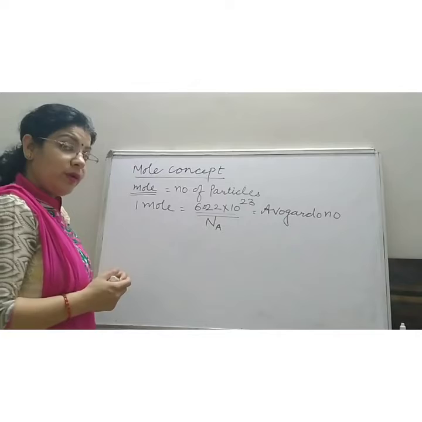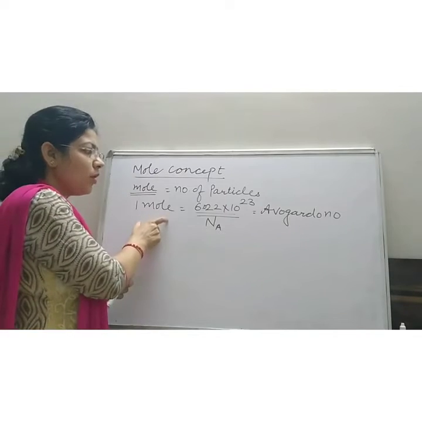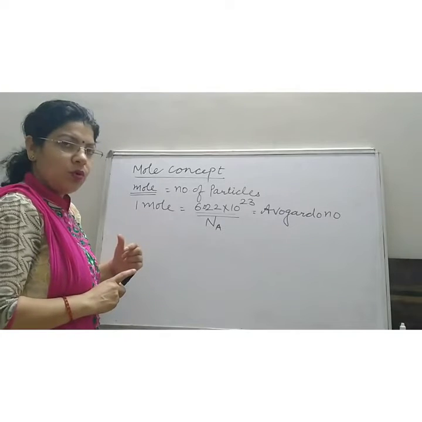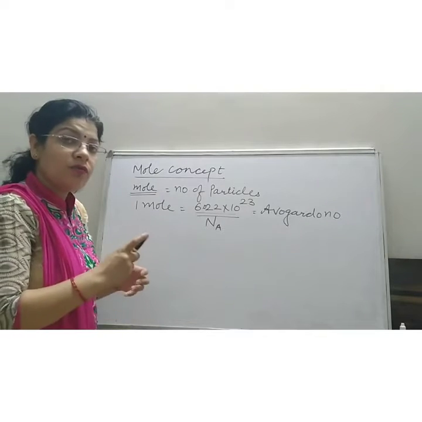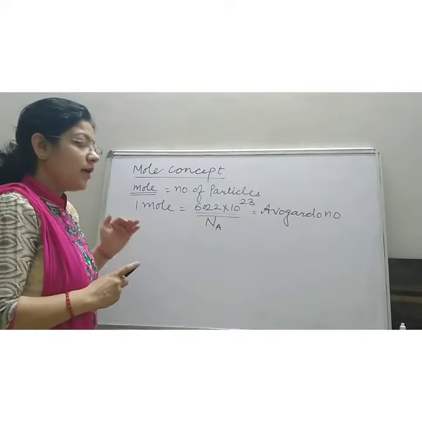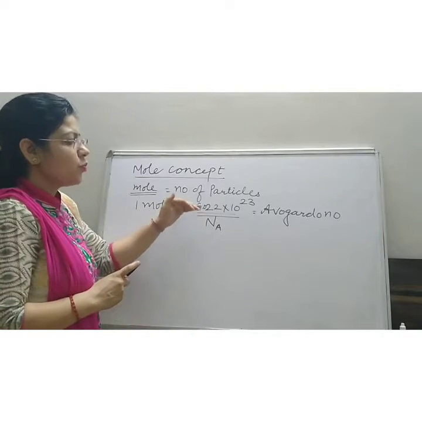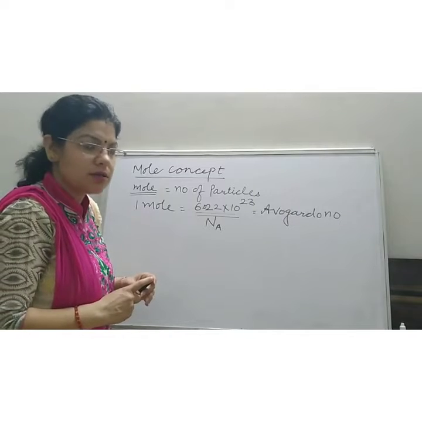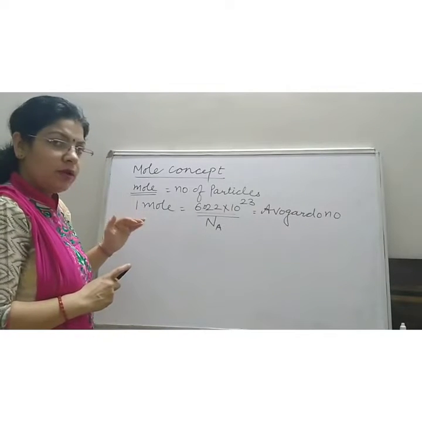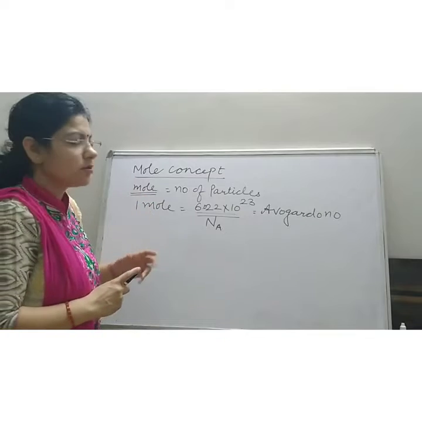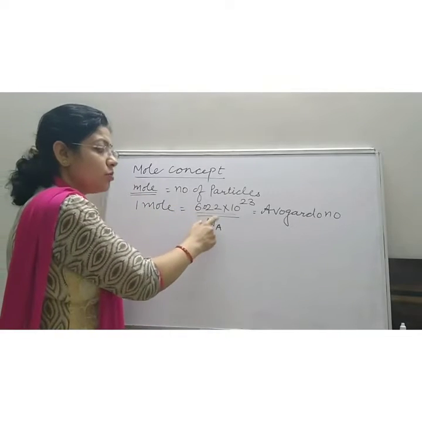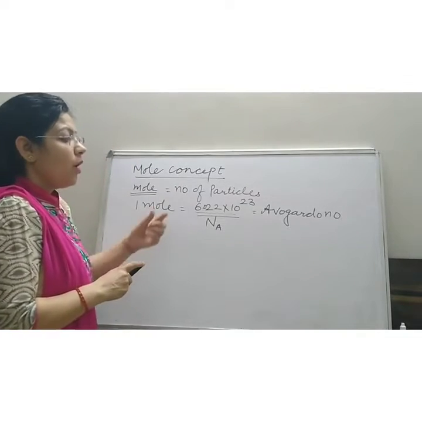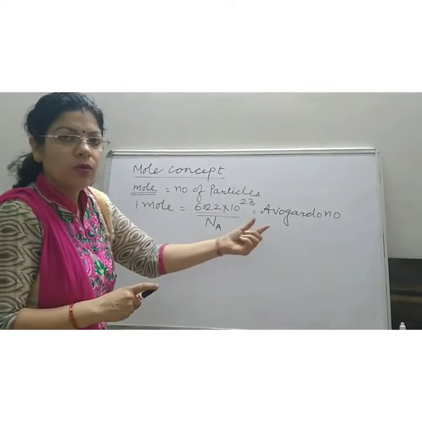Now how do we define 1 mole in terms of the particles? 1 mole is the quantity of the substance that contains 6.022 into 10 raised to power 23 particles. 1 mole is the amount of the substance that contains 6.022 into 10 raised to power 23 particles, or 1 Avogadro number.